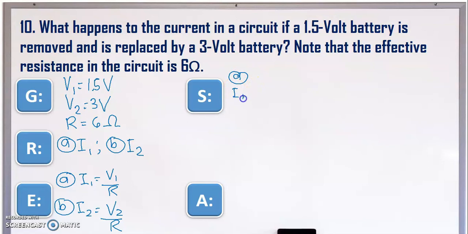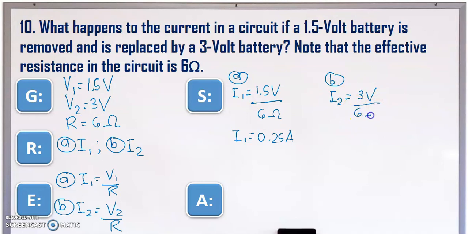Initial current is equal to the value of the initial voltage, which is 1.5 volts, divided by the value of the resistance, which is 6 ohms. The computed initial current is 0.25 ampere. For the final current, we have to divide the final voltage, which is 3 volts, by the resistance, which is 6 ohms. By dividing the two, the final current will have a value of 0.5 ampere.